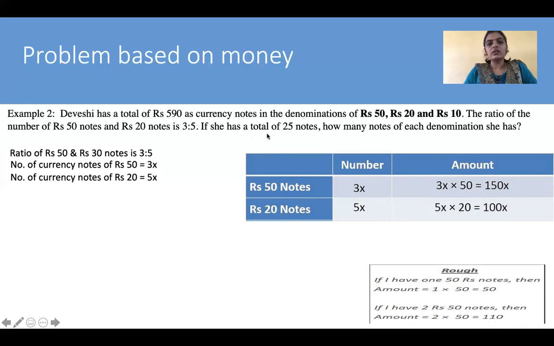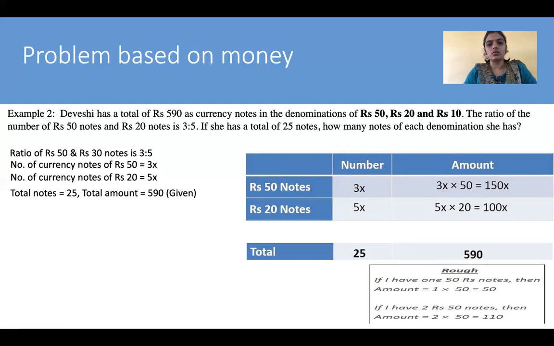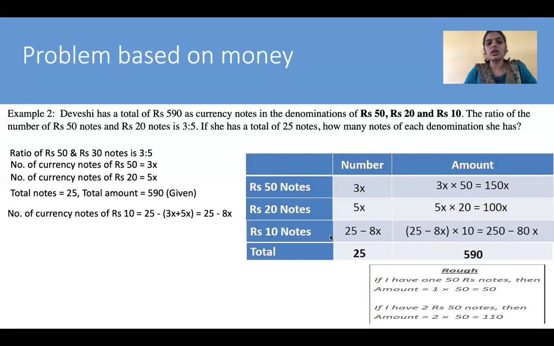Again it is given that total notes are 25. So 50 rupee notes and 20 rupee notes add up to 8x, and the remaining are the 10 rupee notes. So we have 25 total notes and 8x 50 and 20 rupee notes, so 10 rupee notes are 25 minus 8x. The amount from 10 rupee notes is number of notes into 10. The number of notes is 25 minus 8x, multiplied by 10, is equal to 250 minus 80x.